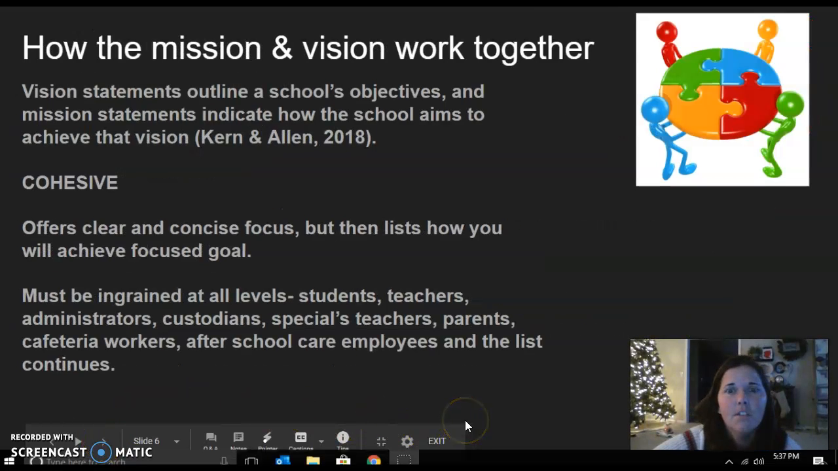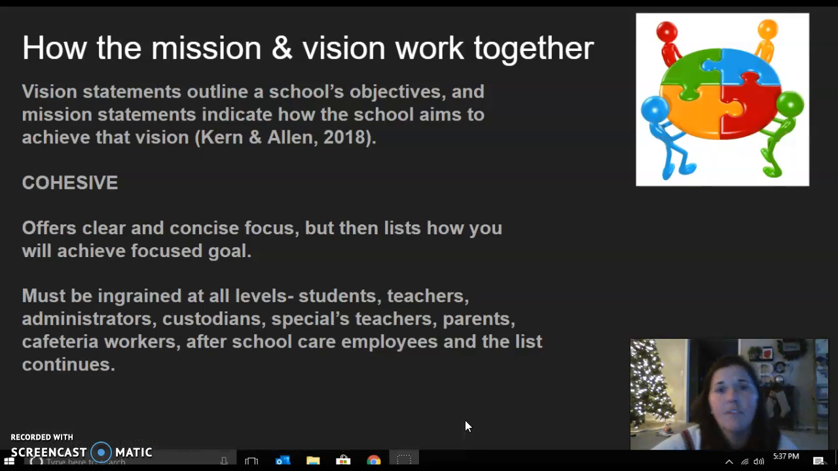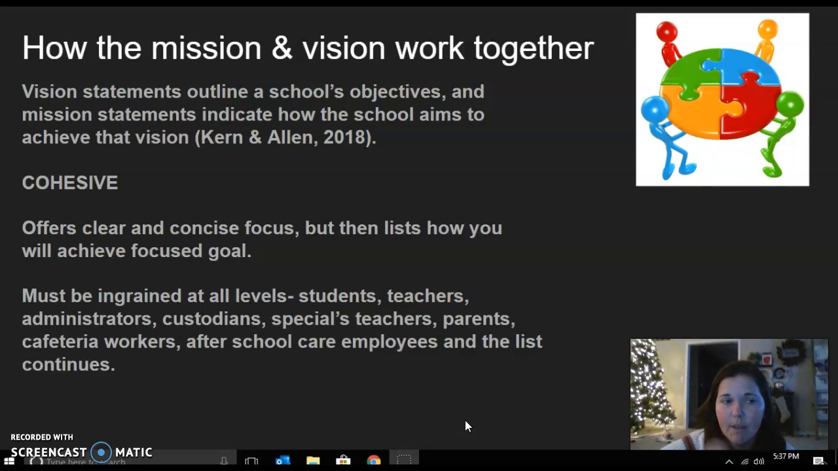All right, so how do they work together? The vision statements outline a school's objectives, and the mission statements indicate how the school aims to achieve that vision. So the word that I chose to describe how they work together is cohesive unit. They should not be separate entities. They should combine and be cohesive with one another. They offer a clear and concise focus, but then list how you will achieve that focus goal. And then it must be ingrained at all the levels, so all stakeholders need to be aware.